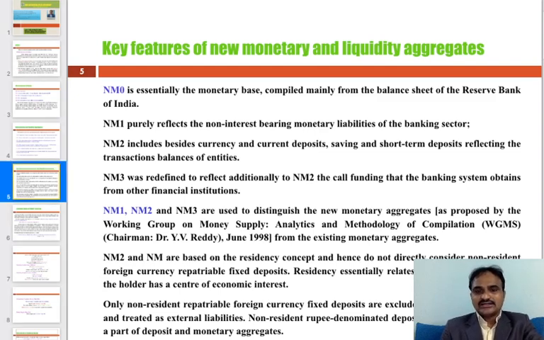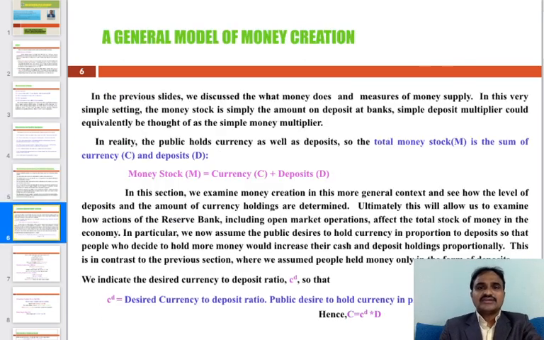Only non-residential reportable foreign currency fixed deposits are excluded from the deposit liabilities and treated as external liabilities. Non-residential rupee denominated deposits have been retained as part of deposit and monetary aggregates. So, a general model of money creation, the money supply process.